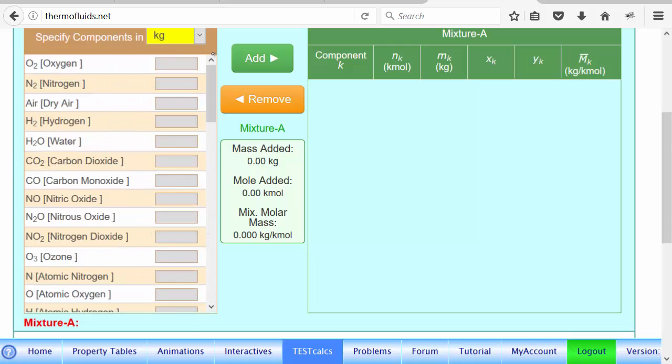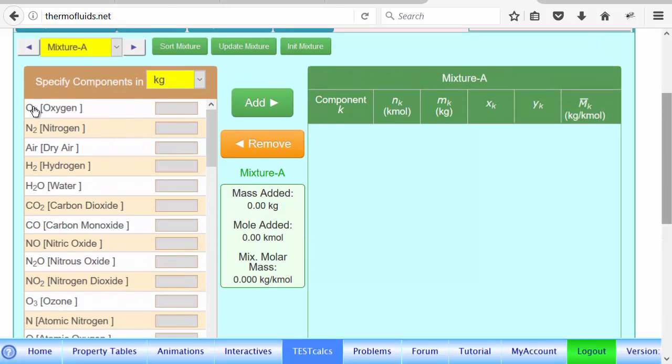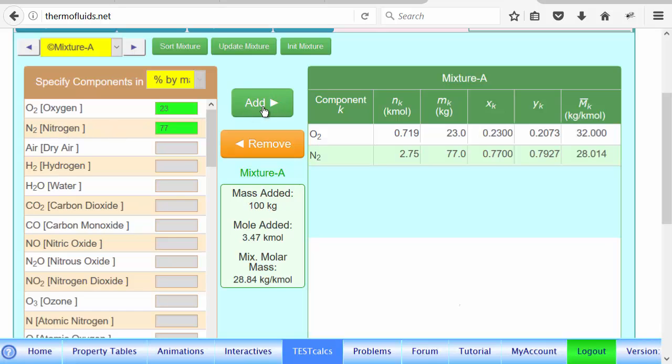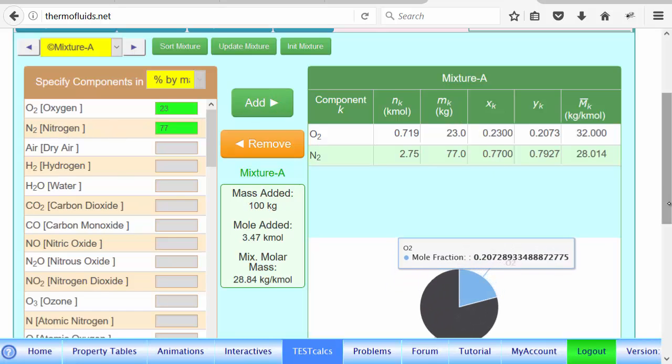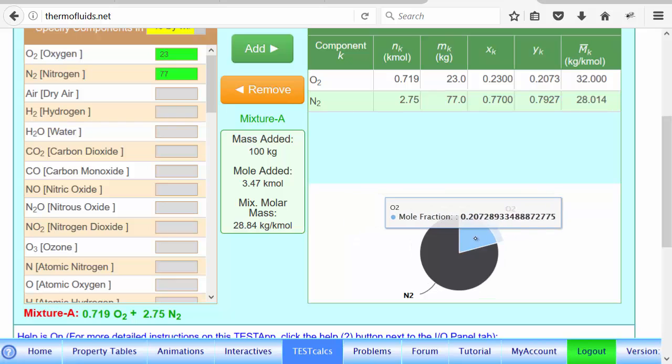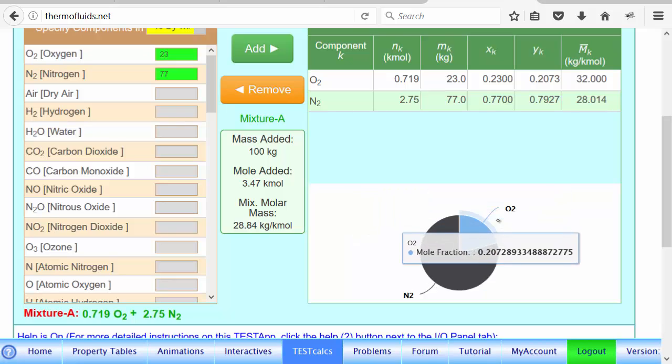So we will select air as the composition, which is given in this problem as oxygen and nitrogen by mass. Oxygen is given as 23% and nitrogen is given as 77%. We add, and the air mixture is produced here, but this is given in molar terms. As you can see, the mole fraction is already calculated. So the answers are right here.